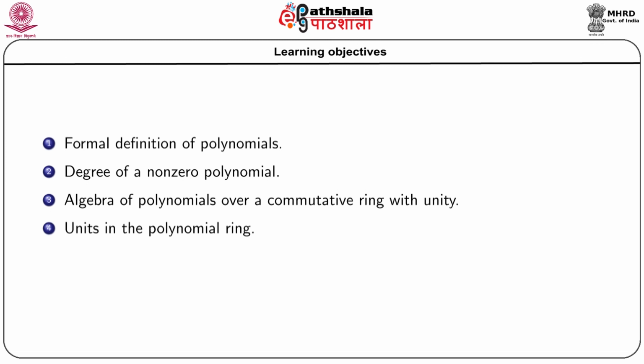Our fourth objective is an important one. This is to identify units in the polynomial ring. Since the polynomial ring is never a field, it is very important to note why it is not a field. It is not a field because there are so many polynomials. Actually, most of the polynomials are not units. Only a few special ones are units in the polynomial rings.